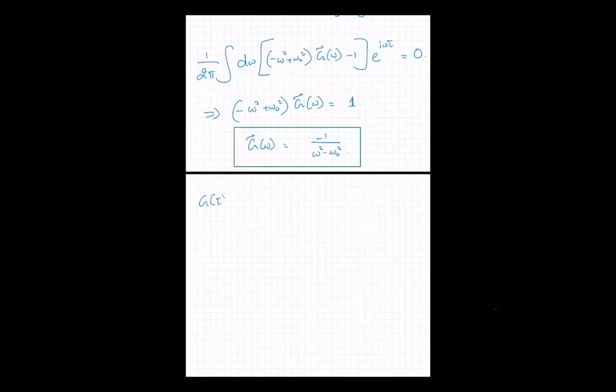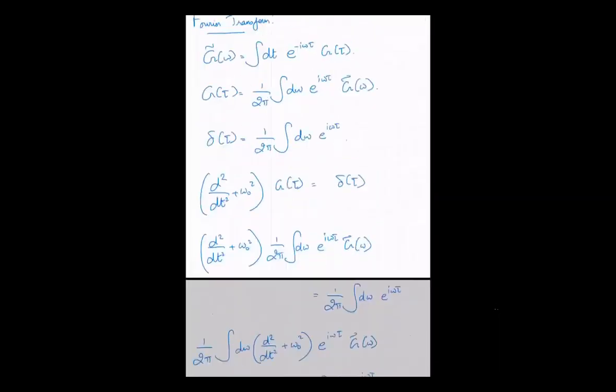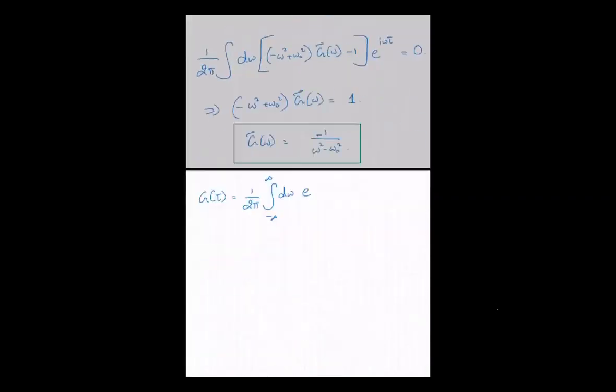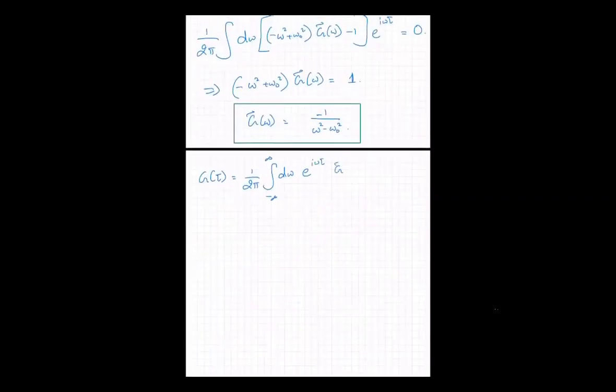So g of tau is 1 over 2 pi integral d omega e to the I omega tau, g tilde of omega. Okay. Now, this is a simple integration, but of course it involves some contour integrations, as you will quickly see. So this is equal to 1 over 2 pi integral d omega e to the I omega tau divided by, so I'll put the minus sign outside, omega square minus omega 0 square.